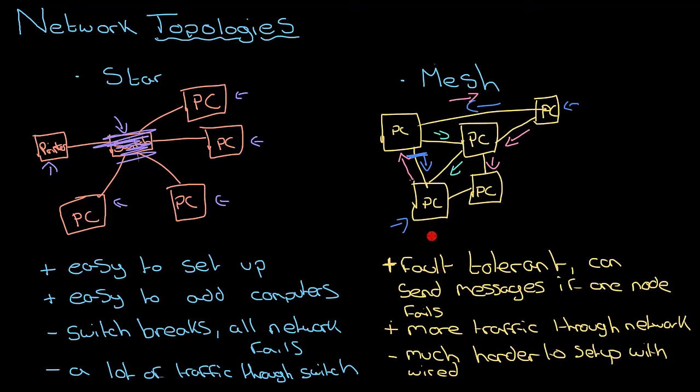And even if you get this set up wirelessly so you don't have to worry about the cables, there's still a lot more connections going on in the mesh network. So it just takes longer to maintain. There's more possible points for individual connections from PC to PC to go down. So there are your big differences between star and mesh networks.